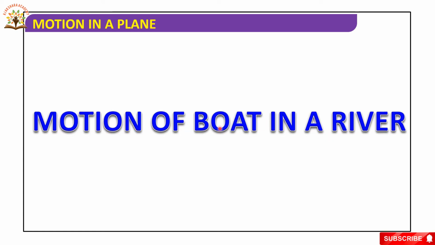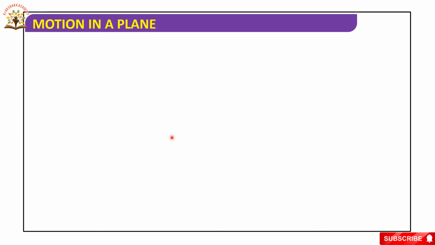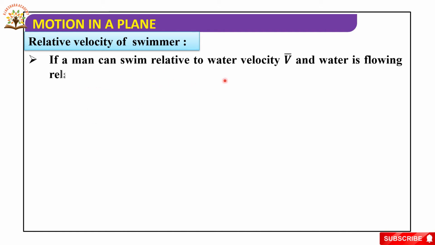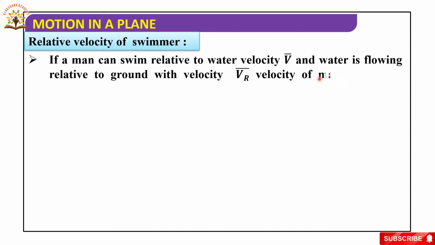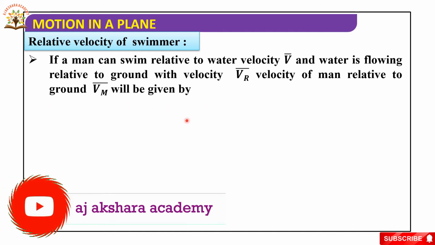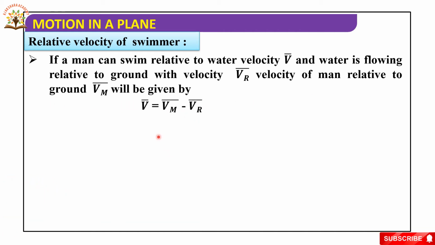Okay, let us go to today's session. First one. Relative velocity of swimmer. If a man can swim relative to water with velocity v and water is flowing relative to the ground with velocity vr bar, the velocity of man relative to ground vm will be given by v equals vm bar minus vr bar.